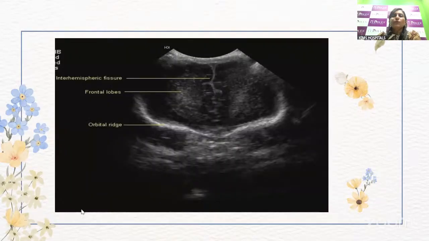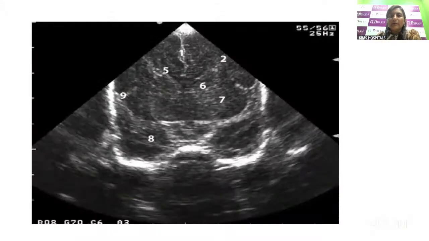In the first view, we see the frontal lobes, the interhemispheric fissure, the skull bone, along with the orbital ridge. If we sweep slightly backward, the sylvian fissure starts appearing. The lateral ventricles just start appearing. Here again, we see the frontal lobes and the interhemispheric fissure. This is the temporal lobe.